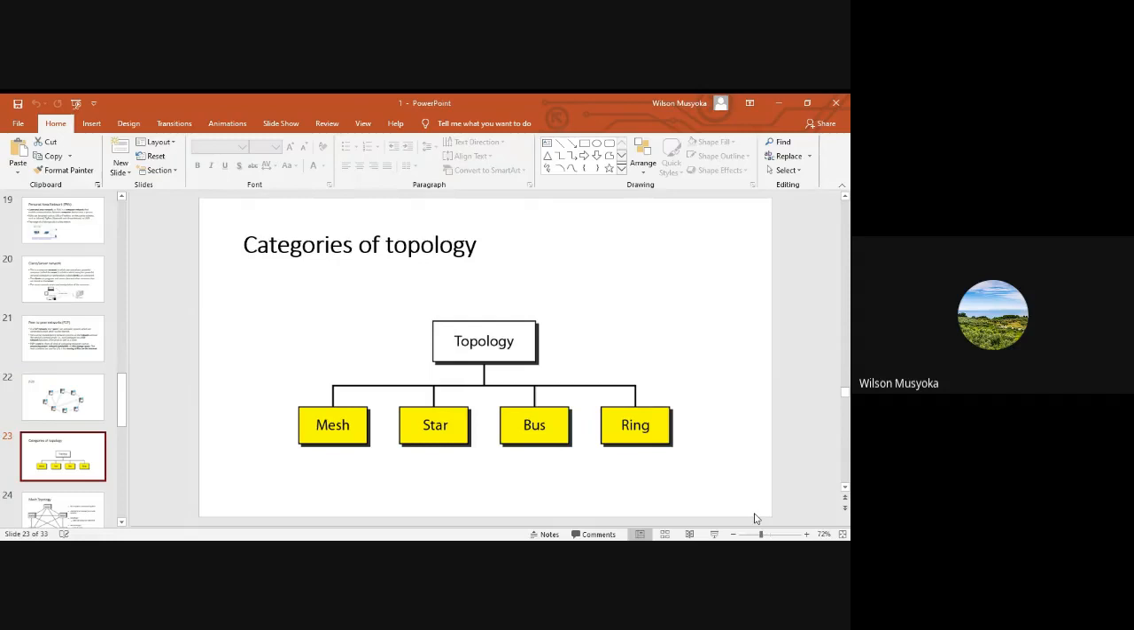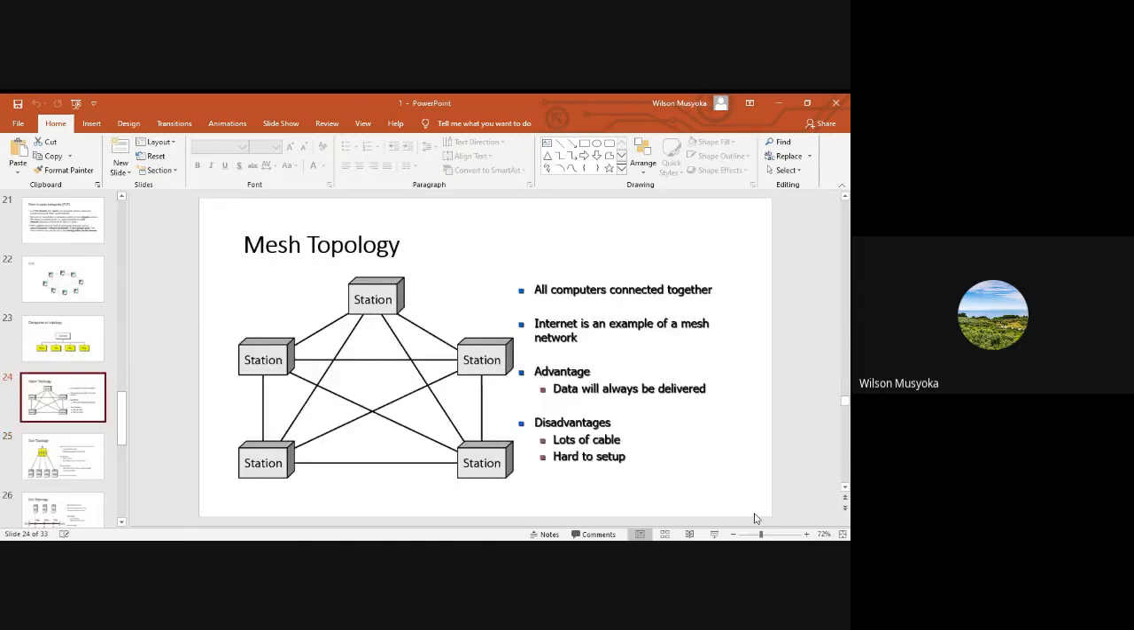Then we come to the third category, whereby we categorize networks in terms of the connectivity or topology. Here we have these 4 classes, and there could be more depending on how the network is set up. We have the star, the mesh, the bus, the ring. When we are talking about the mesh topology, all computers are connected together. An example is the internet, like we are saying, there is connection all over. You lose one connection, there is another connection elsewhere.